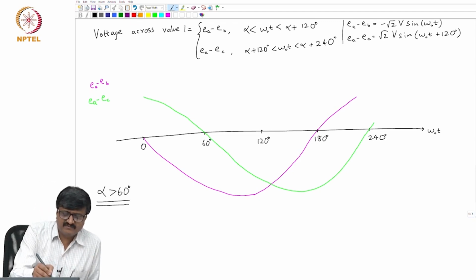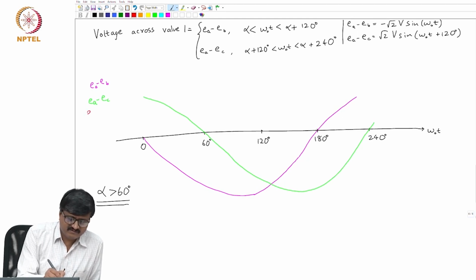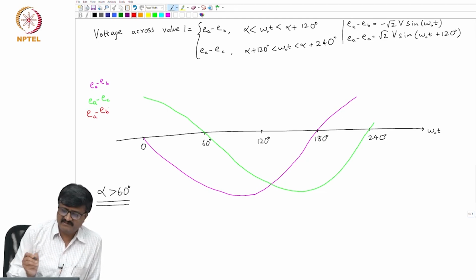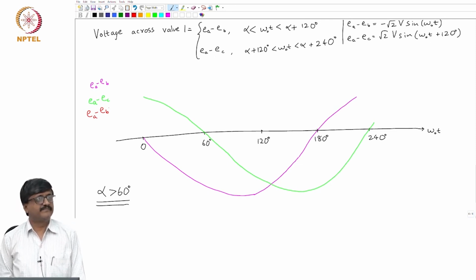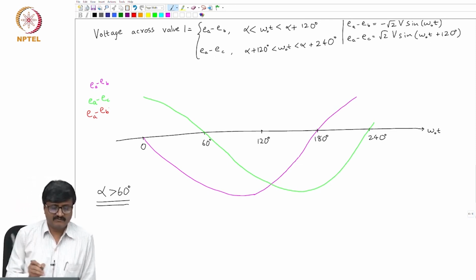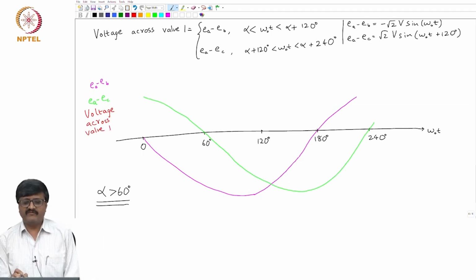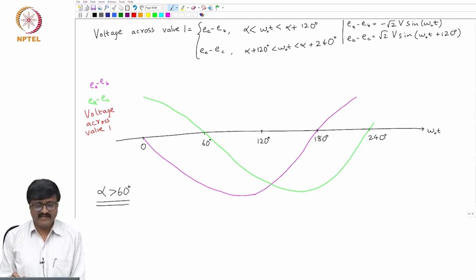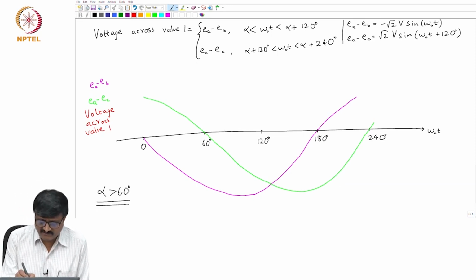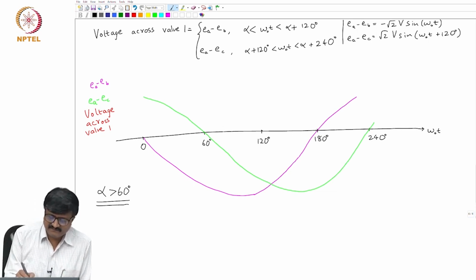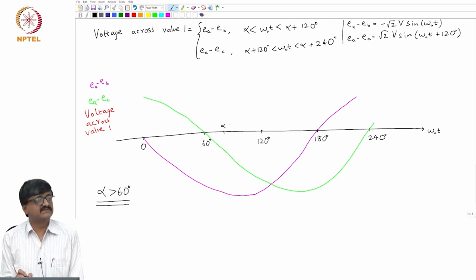So, suppose I plot EA minus EB. Oh, sorry, made a mistake. Suppose I plot voltage across valve 1 using this red line, voltage across valve 1. So, from alpha to alpha plus 120, it is EA minus EB. So, I will show somewhere alpha is somewhere here. This is alpha. Okay.